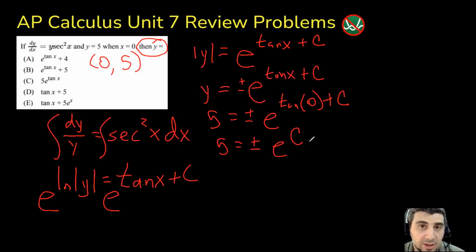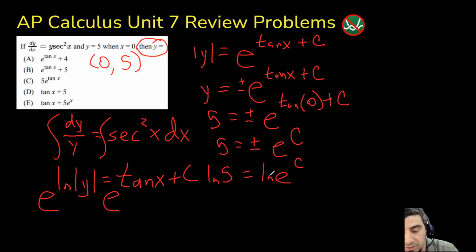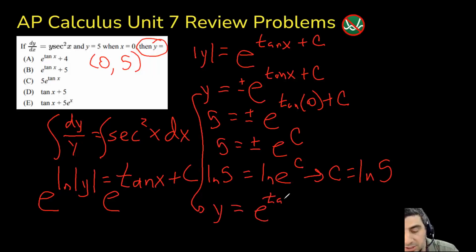Now we know this has to be the positive answer because e to a power is never going to be negative no matter what you put in for c. And then to solve for c, we can natural log both sides. c equals natural log 5. So our particular solution now is going to be y equals e to the tangent x plus natural log 5.